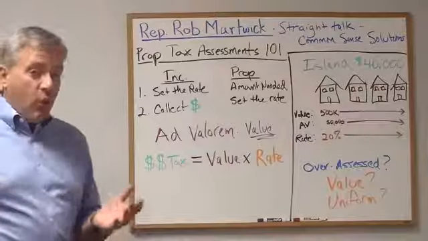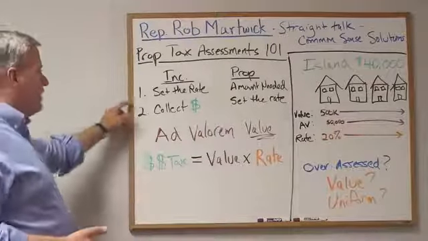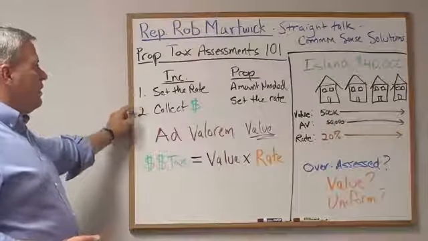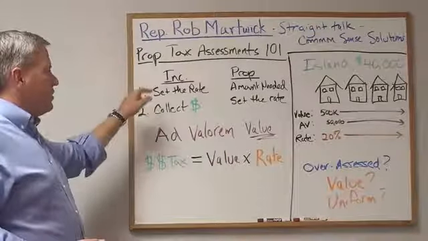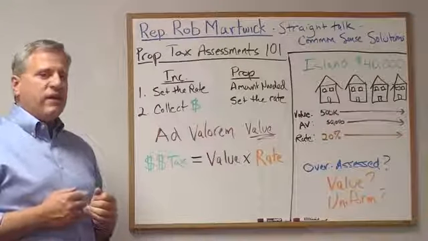So let's start out talking about what the difference is between income taxes and property taxes, because even though they're both a way of collecting taxes, they function very differently. You'll notice I've done a 1 and a 2 here. So let's talk about income taxes. With income taxes, we set the rate. As many of you know, we set the rate at 4.95% in Illinois.